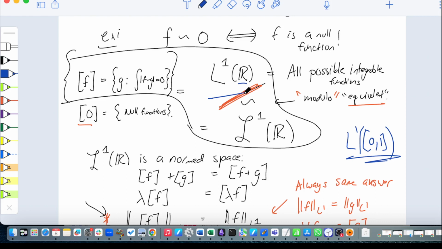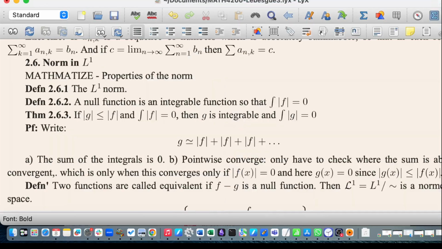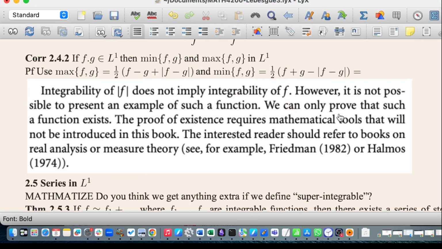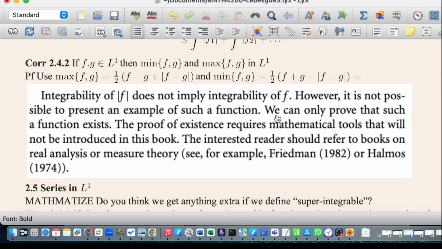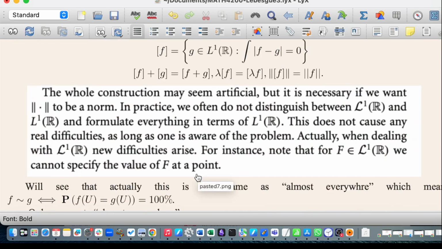Now hopefully you appreciate the weirdo quote. I'll read it one more time; now it will make sense from the book. Let's bring this back up. So the whole construction might seem artificial. That's what we just did, this weird modular thing. In practice, we do not often distinguish between script L and L1 and formulate everything in L1.